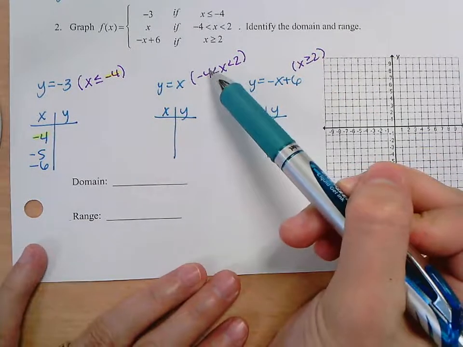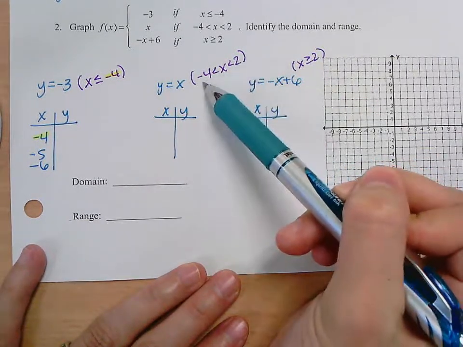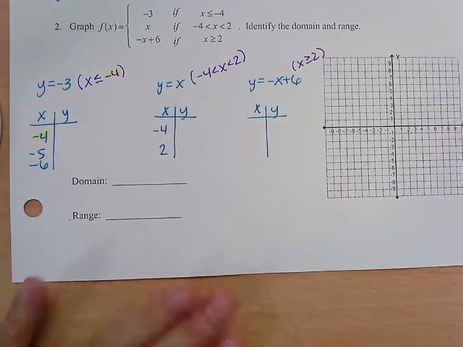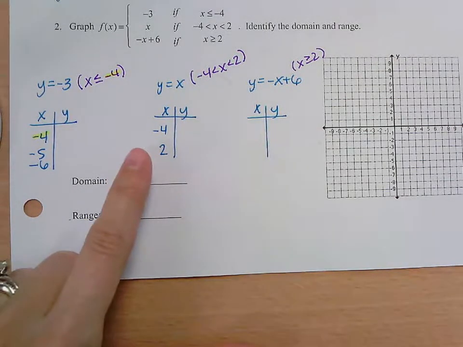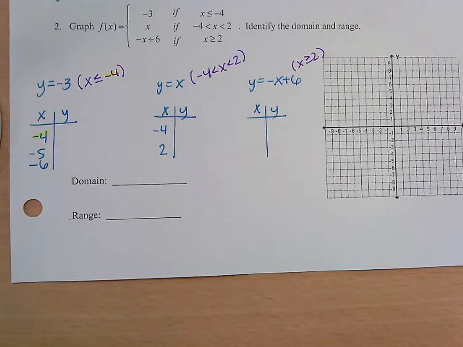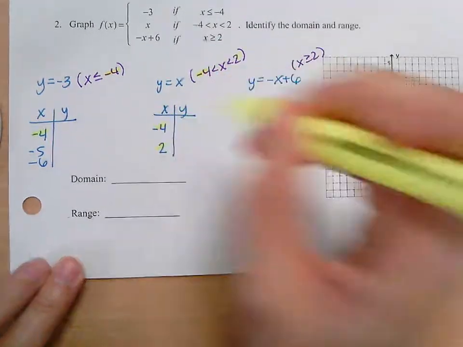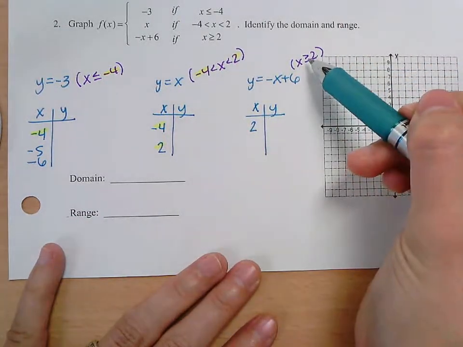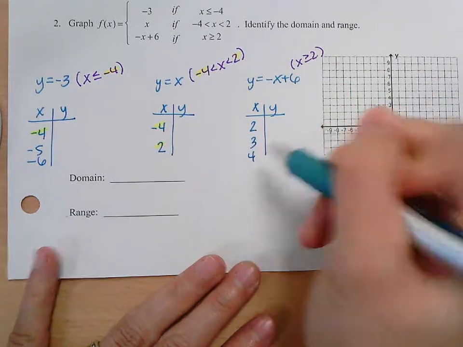In the middle one, because you have 2 endpoints, both go into your table. So -4 and 2. And then this is going to be a segment, like I said. You're going to have 2 endpoints, you just connect them. So it's up to you. You could substitute in a value that's in between them, but you don't really need to. As long as you have those 2 points plotted and you connect them, you don't really need to plot another point in between unless you want to. And then the last one, I should definitely substitute in 2 first, and then the other value should be greater than 2. So I'll do 3 and 4.